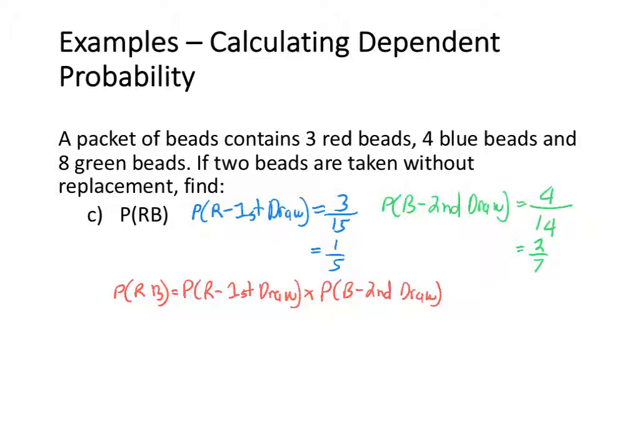And that is calculated by the probability of getting a red on my first draw, multiplied by the probability of getting a blue on my second draw. So the probability of getting a red is 1/5, multiplied by the probability of getting a blue, which is 2/7. When I multiply those two fractions together, I'm going to get 2/35. So the probability of getting a red and a blue bead on my two draws is 2/35.